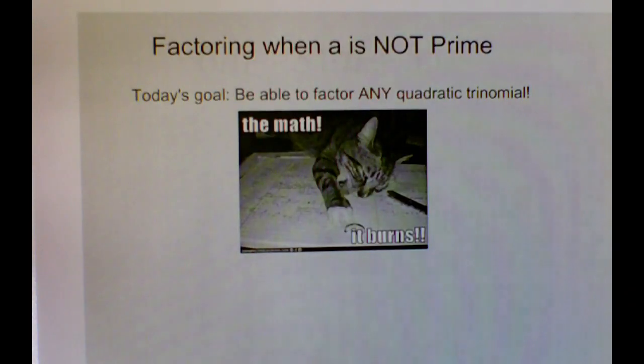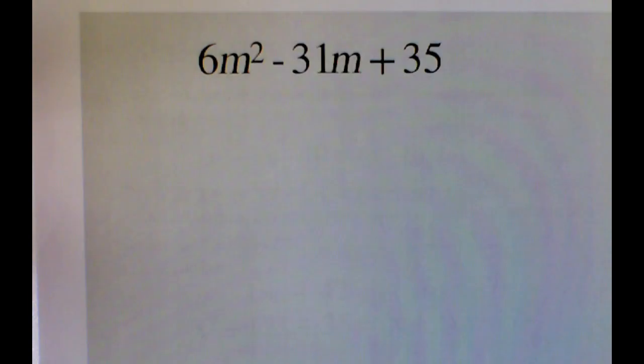All right, this is video 3 on refreshing factoring. We're going to factor when a is not a prime number, so we'll be able to factor any quadratic trinomial that can be factored now. So, 6m squared minus 31m plus 35. We start off by saying, okay, well, is there a GCF?